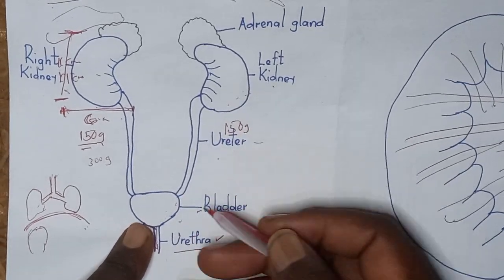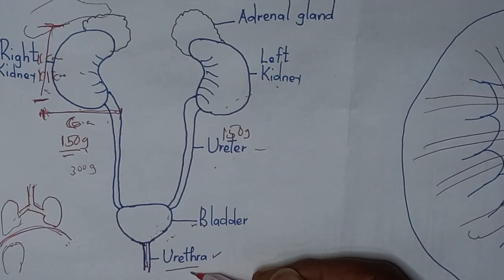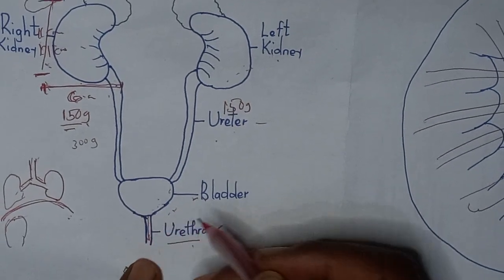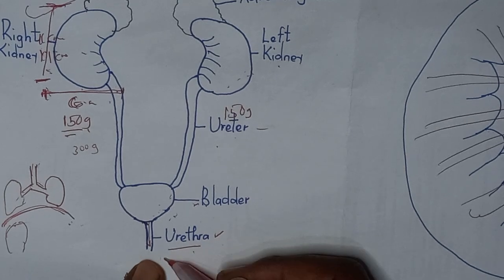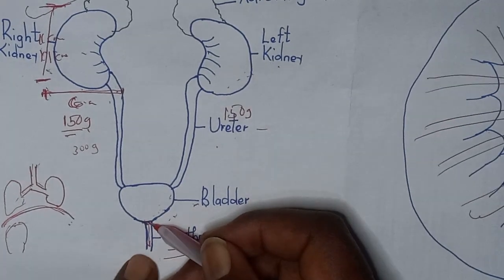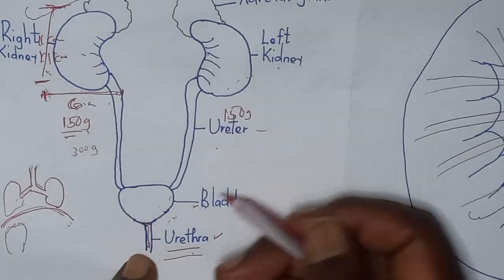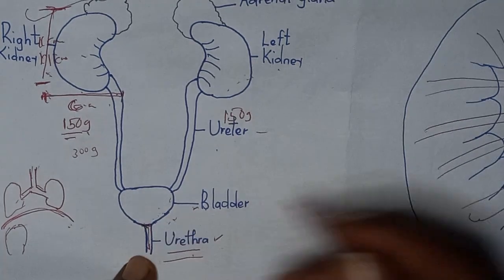So it passes through the ureter. Then from the ureter, it is taken out through the urethra. Here we have the sphincter muscles. The function of the sphincter muscles is to open and close the opening of the bladder.